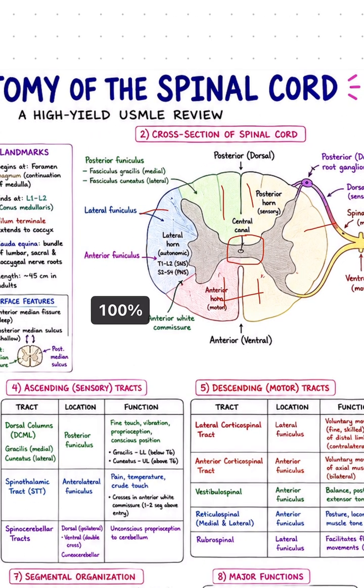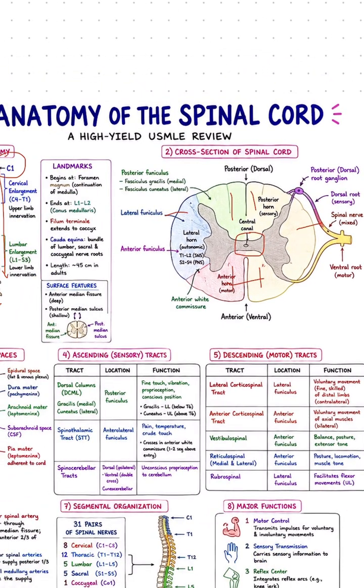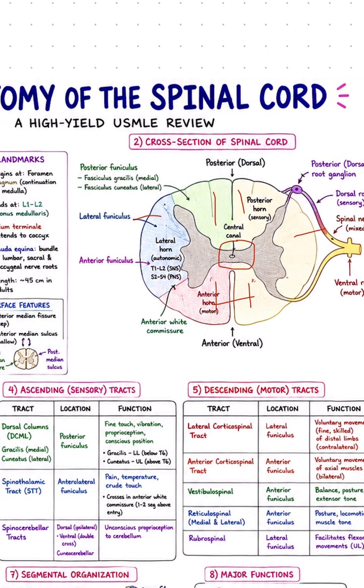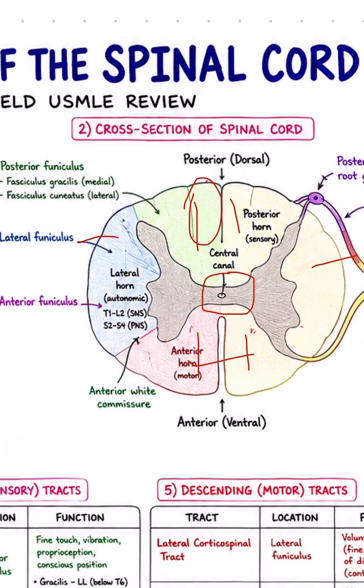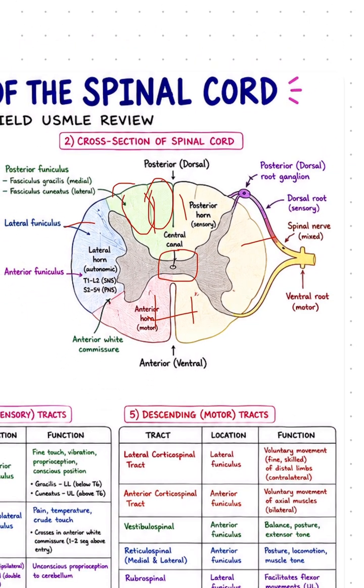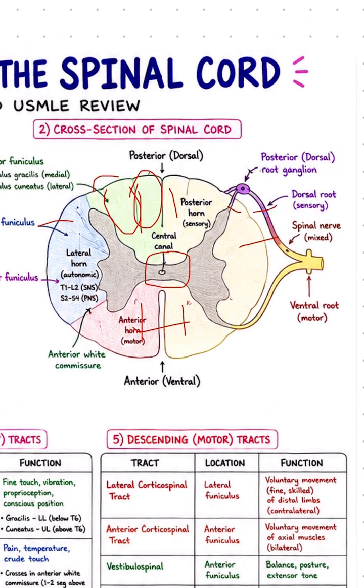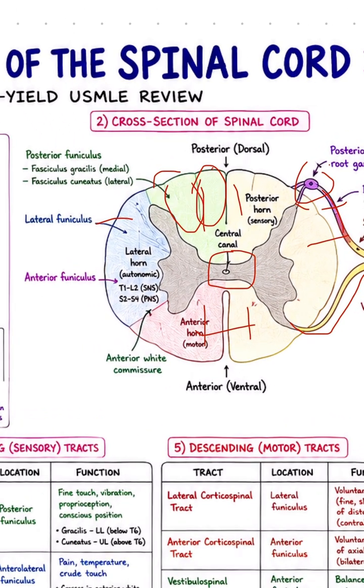Okay. And there is a central canal in it. Posterior horns basically contain two fasciculus, that is fasciculus gracilis, that is medially, and fasciculus cuneatus, that is laterally. This is fasciculus gracilis and this is fasciculus cuneatus, that is laterally. Okay. This is the posterior dorsal root ganglion. This is the dorsal root, and this is the ventral root that combine to form the spinal nerve, mixed basically.